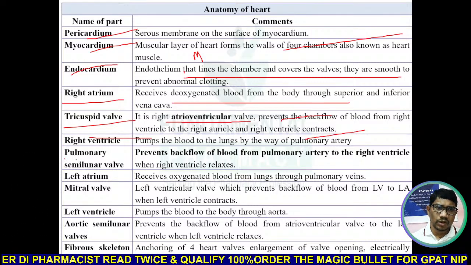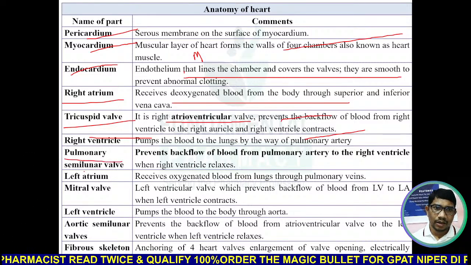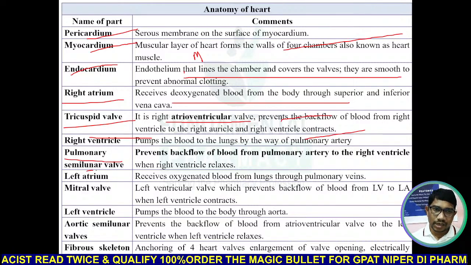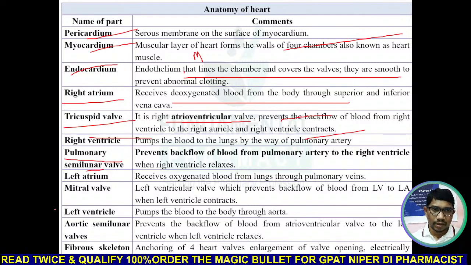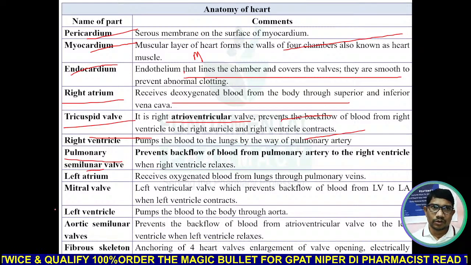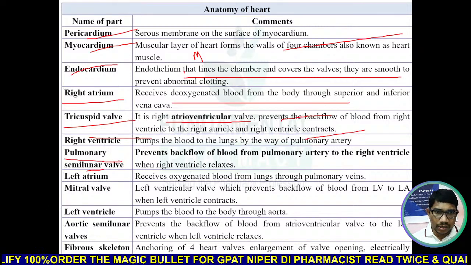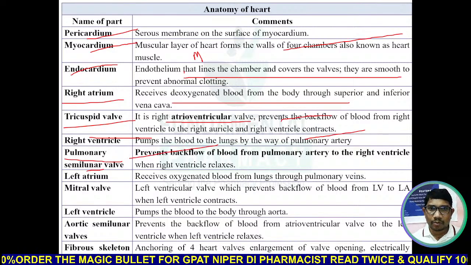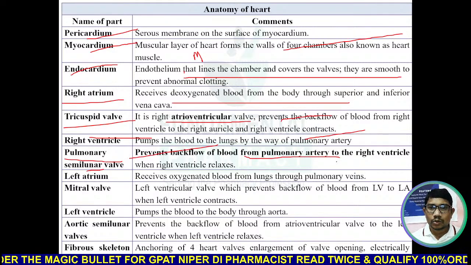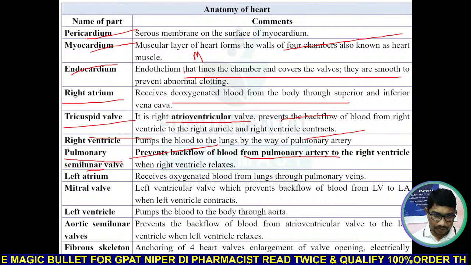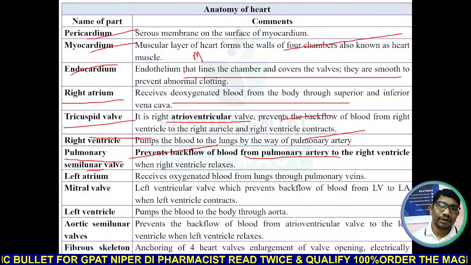Pulmonary semilunar valve. Semi means half, lunar means what? Moon, right, meaning moon. Semilunar means half moon. So they are the half-curve valves, right? So they prevent the backflow of blood from the pulmonary artery to the right ventricle when the right ventricle contracts.